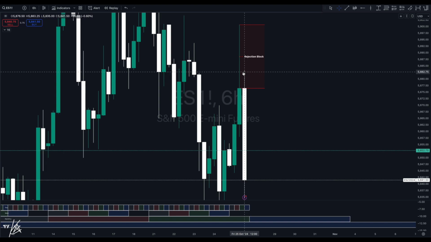So I think the first thing I wanted to mention is that these rejection blocks are, in my humble opinion, when I see a block, I basically think price is not going to trade through that block and make a higher high, because that block is essentially blocking price, aka blocking the bodies from closing inside of that rejection block.